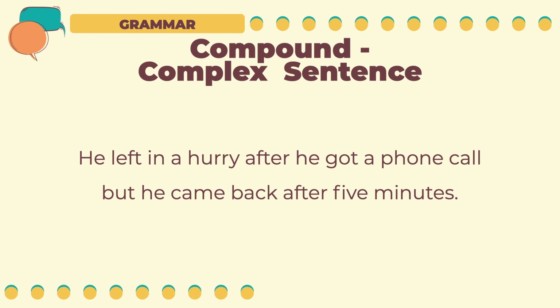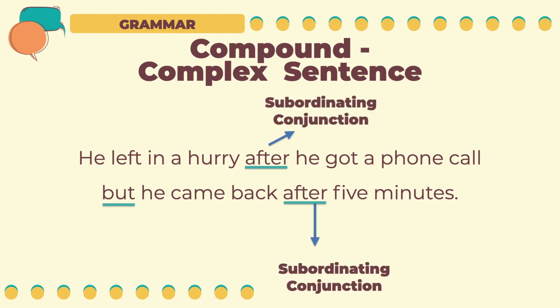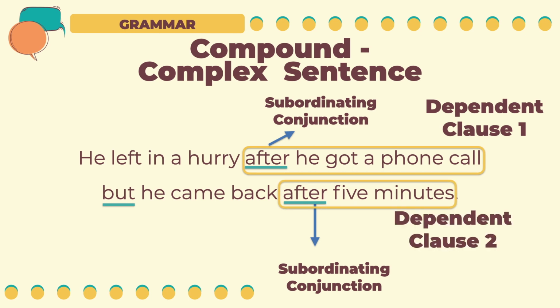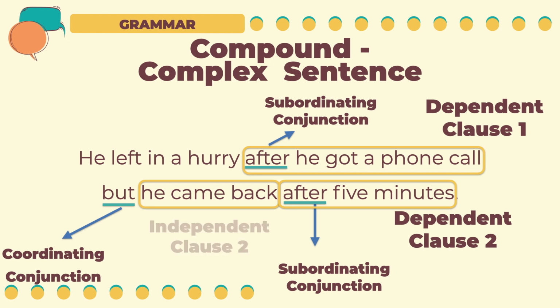There are three conjunctions used in this sentence: after, but, and after. We all know that after is a subordinating conjunction. Therefore, the clause he got a phone call is the first dependent clause, and the clause after 5 minutes is the second dependent clause. Now the conjunction but is a coordinating conjunction. Hence, the clause after that is an independent clause.